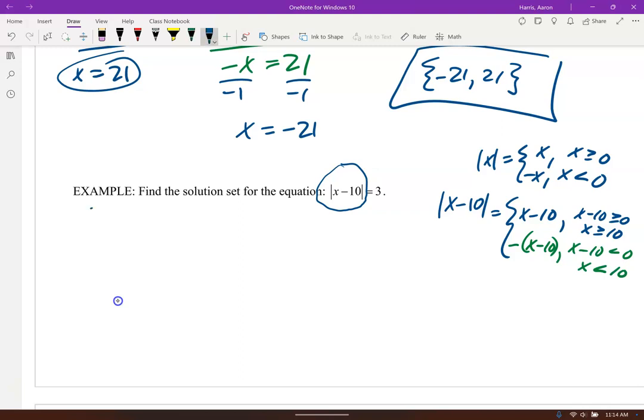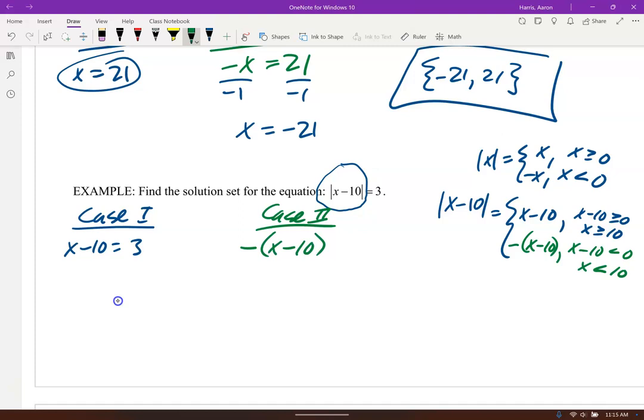Okay, so we'll do our case 1, drop it. Case 2, put a negative in front of the absolute value. And then we'll solve each of these separately. Let's solve case 1. So 13 is one proposed solution. Now case 2.